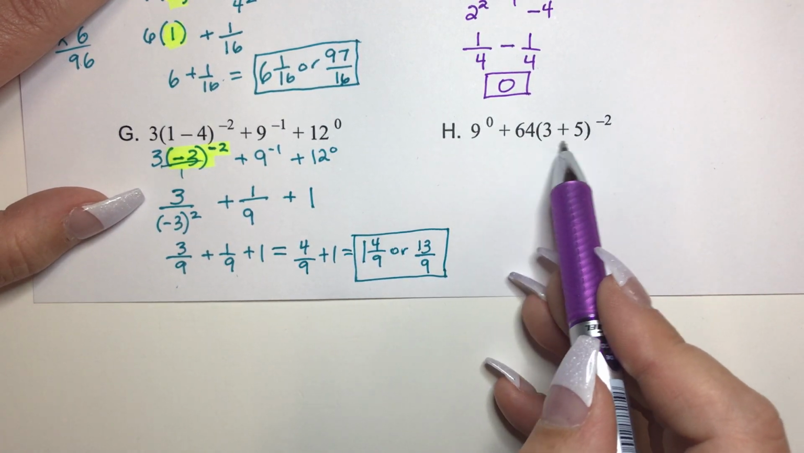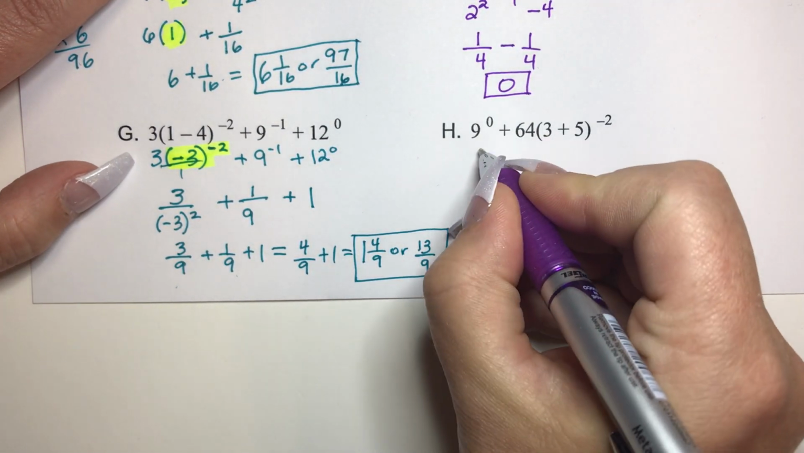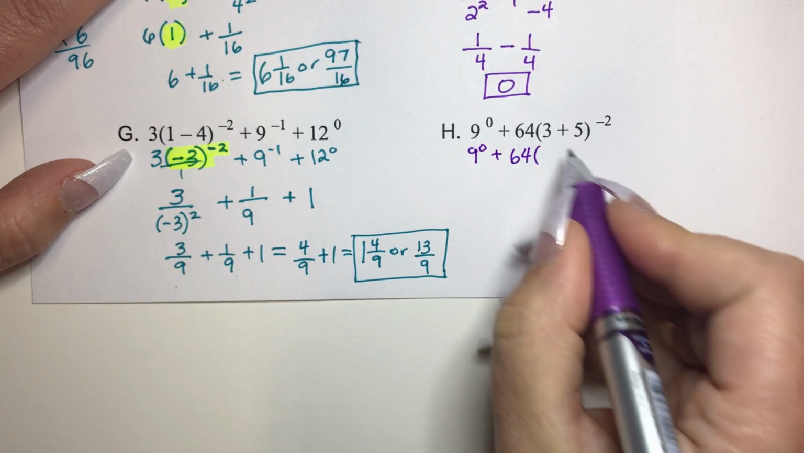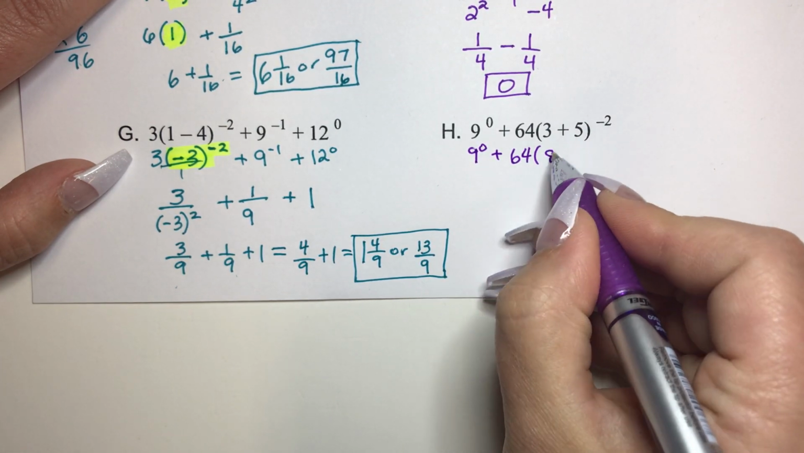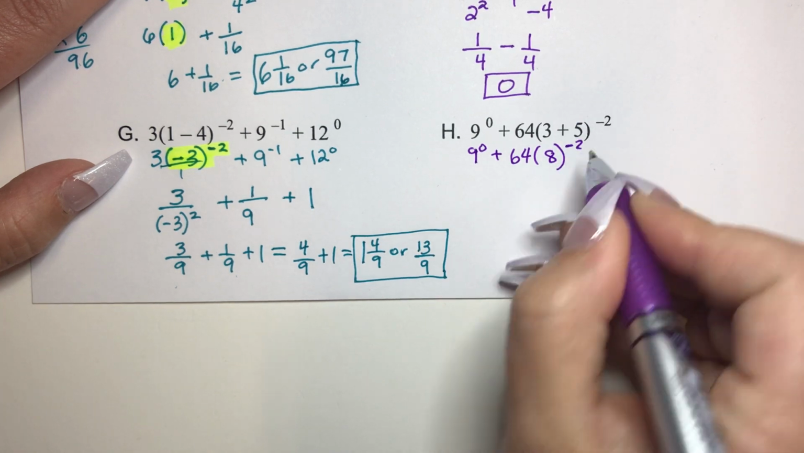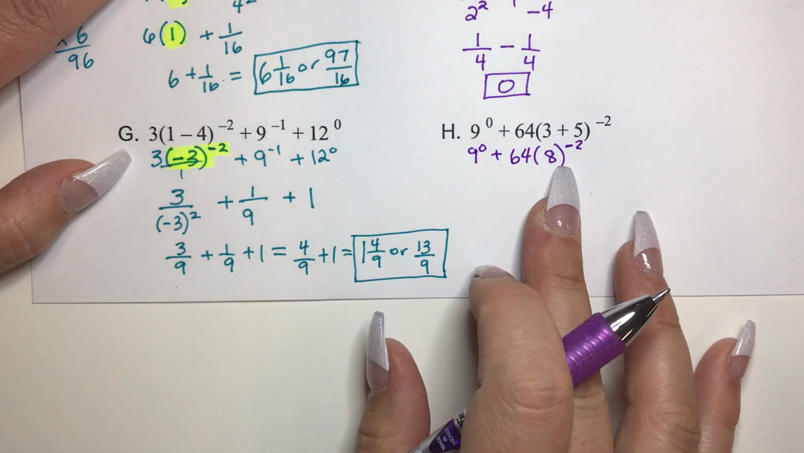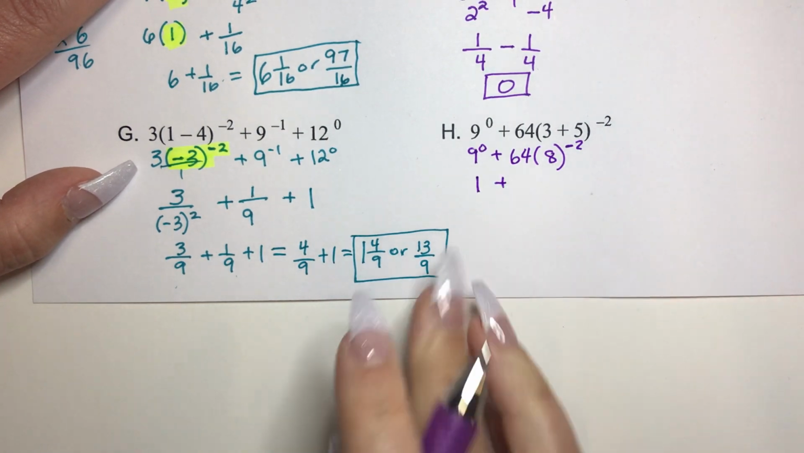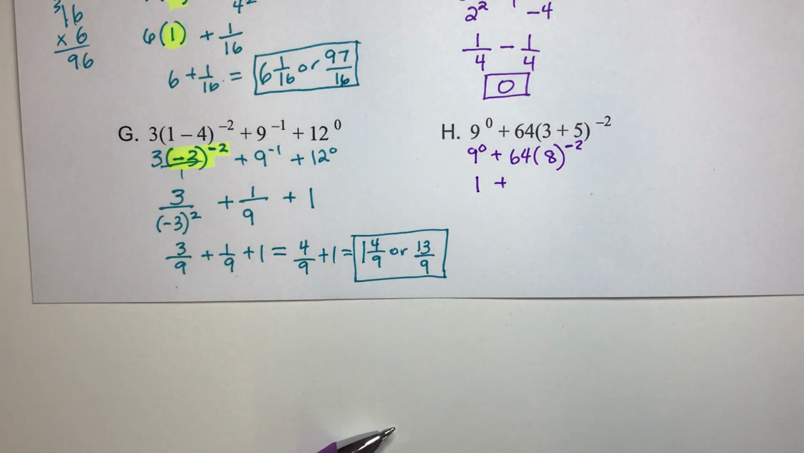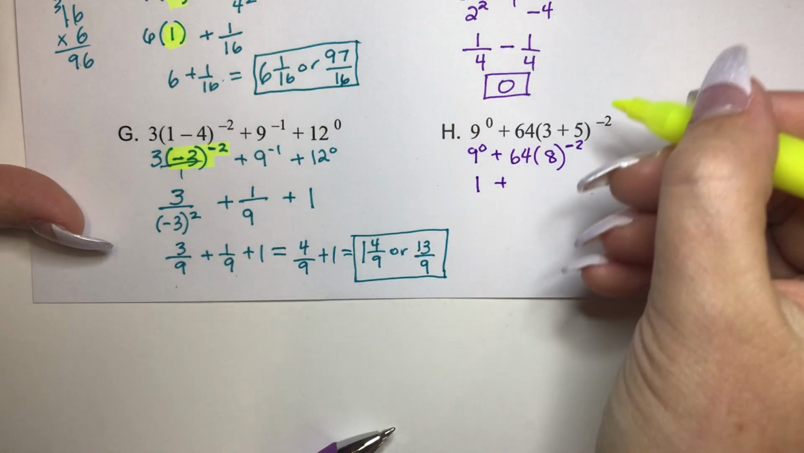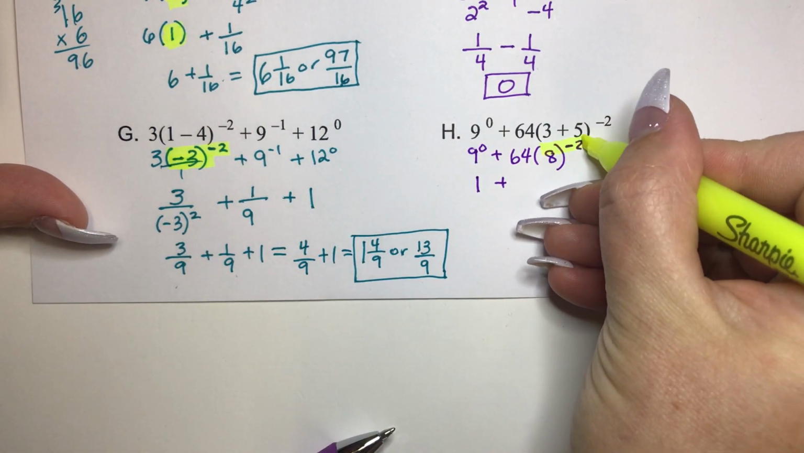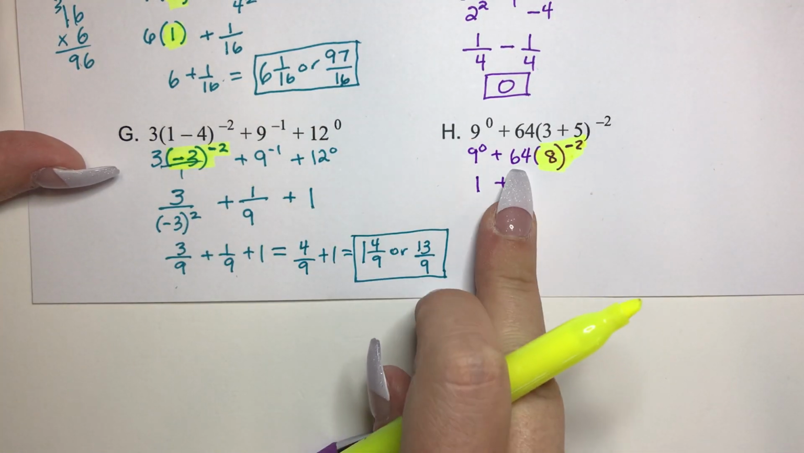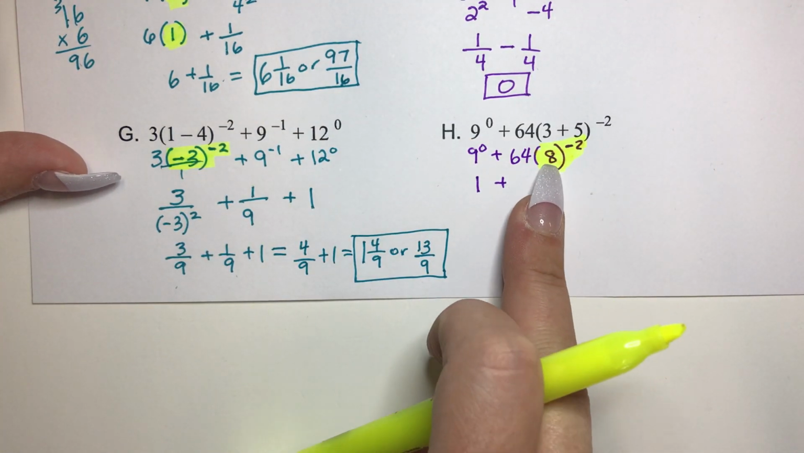Okay, we have to do this parentheses first, right? So I'm going to rewrite this 9 to the 0 power plus 64 times 3 plus 5 is 8 to the -2. Now we have to do the exponents. 9 to the 0th power is 1 plus, now this exponent, right, just like the last one, this 8 to the -2, that's only, this is the exponent. This means 64 times 8 to the -2 power.